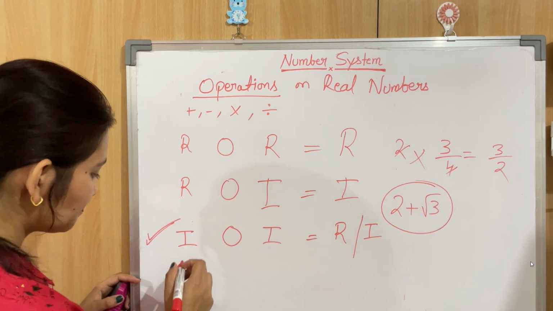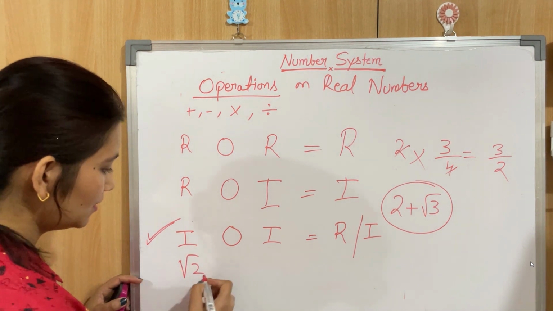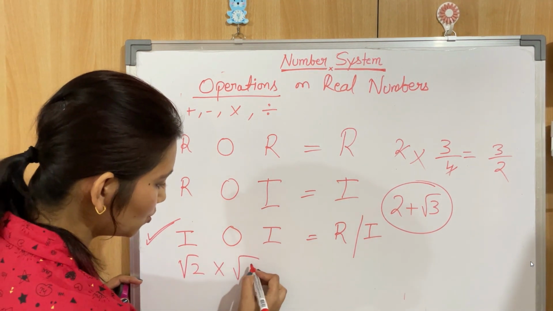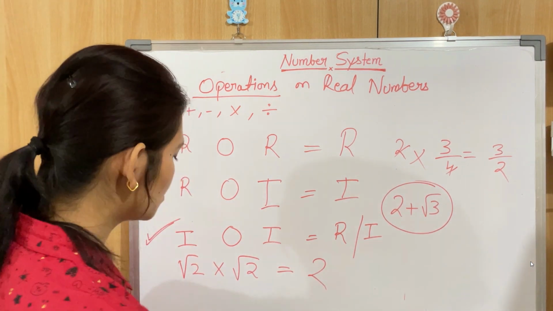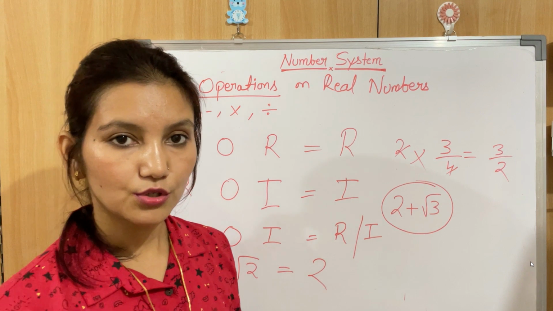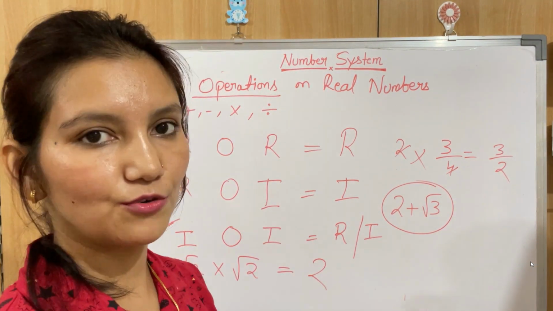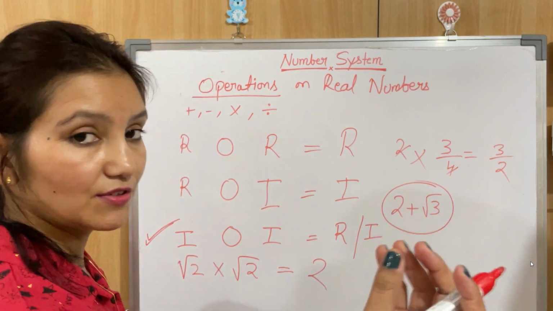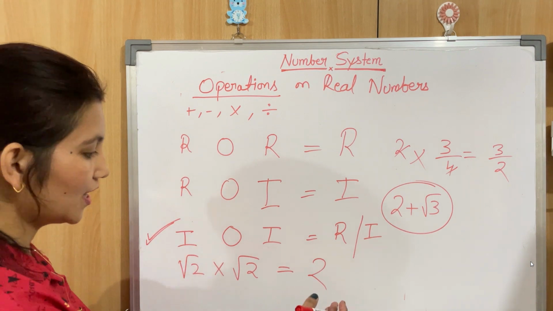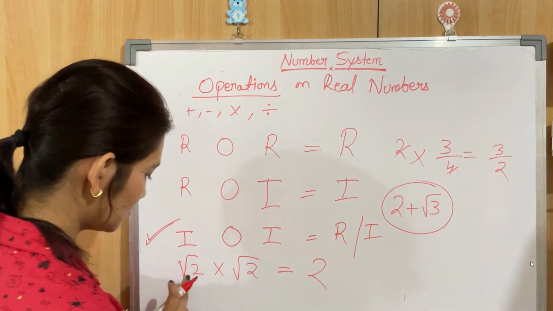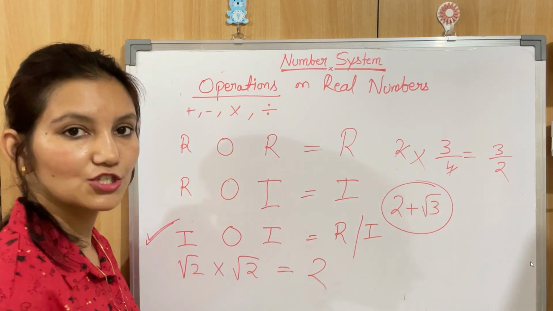Let's say root 2 is an irrational number. If I multiply root 2 and root 2, what will I get? I'll get 2, because root 2 into root 2 is 2. Root 3 into root 3 is 3. Root 4 into root 4 is basically 4. If I say root 5 into root 5, 5. So root 2 into root 2 is 2, which is a rational number. So irrational multiplication can give you a rational number.